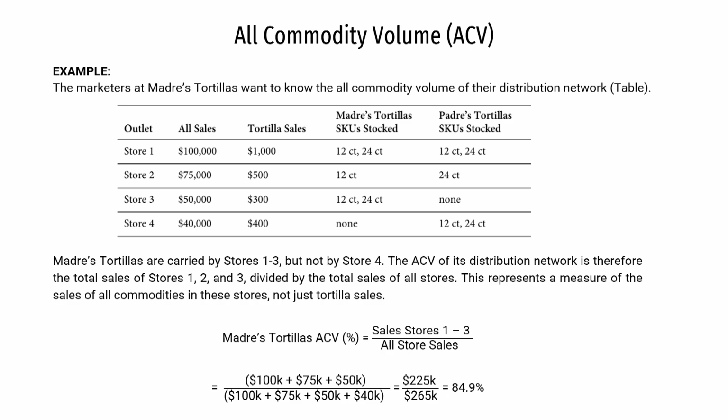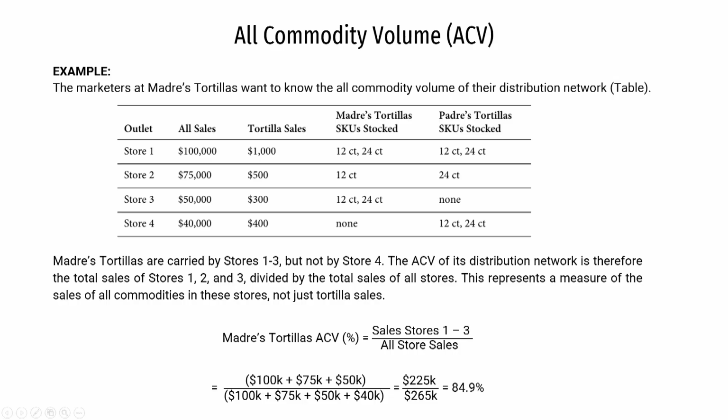So, as we can see, as far as the Madras Tortillas SKU stocked is concerned, we have existence in 3 stores, that is store number 1, 2 and 3, but we are not present in store number 4. So, Madras Tortillas are carried by stores 1 to 3, but not by store 4. The ACV of this distribution network is therefore the total sales of stores 1, 2 and 3 divided by the total sales of all the stores, store 1 to store 4.